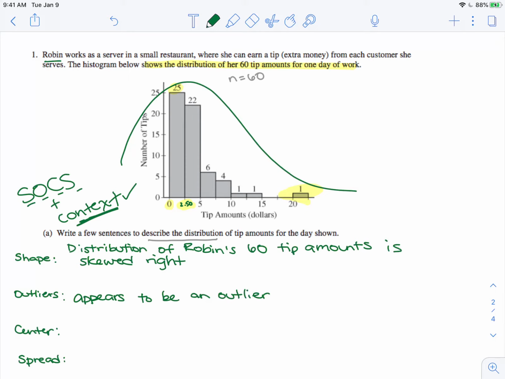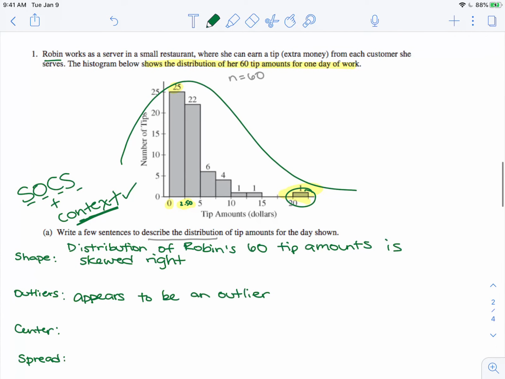Now, if you tell me, hey, there's an outlier, I don't know. Like, I can't really give you the credit there. You got to tell me where that outlier is. So this outlier, I can say, is greater than 20. So if you can give me that, that gives me a little bit more information there. Appears to be an outlier greater than $20. Now, adding that dollar sign for the correct context there. Instead of outliers, you could have also said that there was a gap between 15 and 20. That would give you credit for unusual features / outliers as well. But I'm just going to stick with outliers because that's what I'm comfortable with.